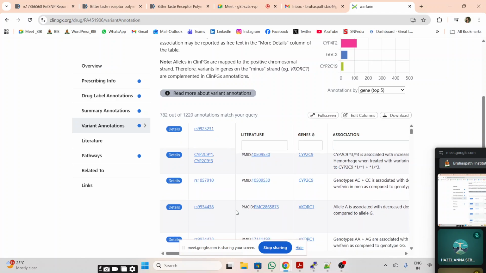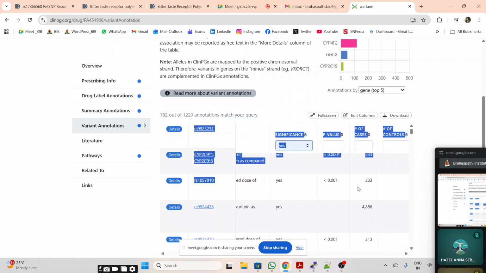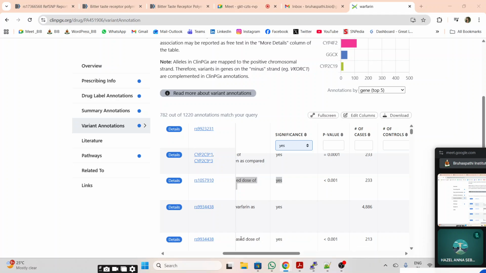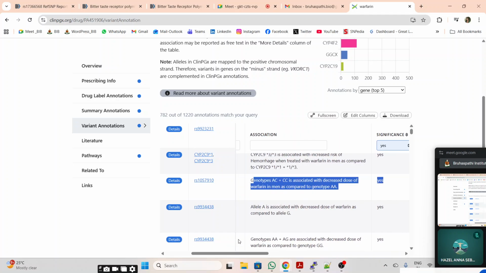For example, if you see this particular RSID, this RSID is present in the CYP2C9 gene, and what is the effect of it? People who carry the C allele should be associated with a decreased dose when compared to the A allele. Okay, so when you give a higher dose, it might be toxic. That's the reason whoever carries a C allele should be given a decreased dose.